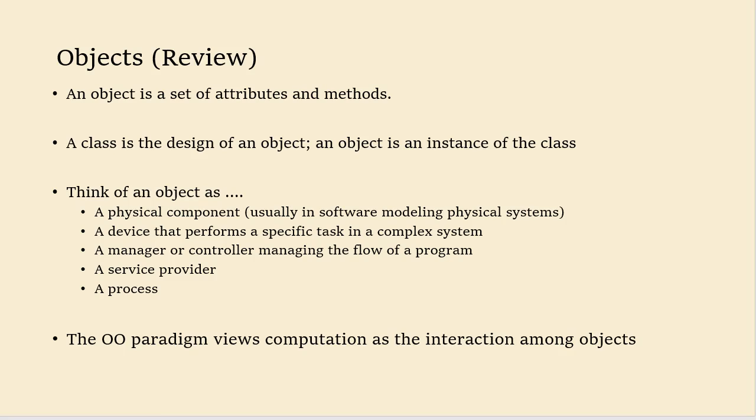It's a little harder to think of the object in a non-physical way, but you can think of objects as service providers. Think of the Math object in Java. The Math object is a service provider. It's providing you access to all the different math functions that you might need to use. And the most abstract of all, you can think of it as a process. If you need to do, say, collision detection, maybe you have an object that is a collision detector. That's its job. It's a process that performs that operation. The object-oriented paradigm views computation as interaction among objects, and the best way to understand that is to write a bunch of programs and watch how the objects interact.